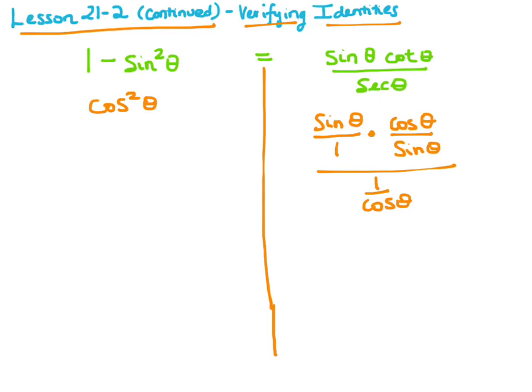Now in my numerator, I've got sine theta over 1 times cosine theta over sine theta. Those sine thetas are going to divide out, and I'm left with cosine theta over 1 divided by 1 over cosine theta. At this point, we're dividing with fractions, so I want to rewrite that division as multiplication. I'm going to multiply by the reciprocal of the denominator. Cosine theta times cosine theta is cosine squared theta. And so now both sides of my identity match.